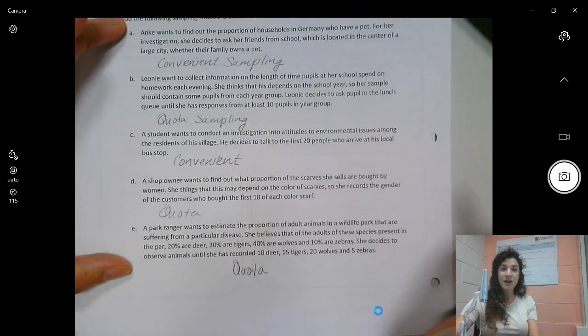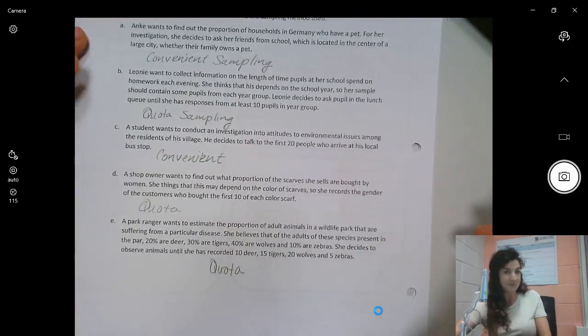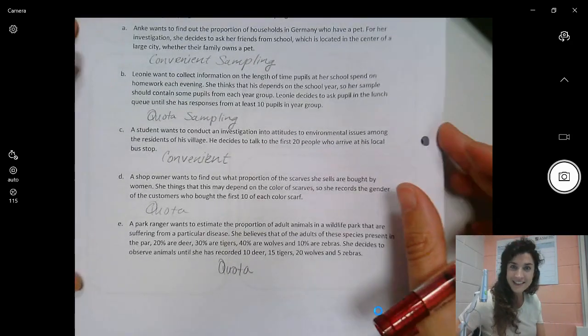So none of these are random. They are all non-random sampling techniques. Okay, we'll go ahead and practice this when I see you in class next.